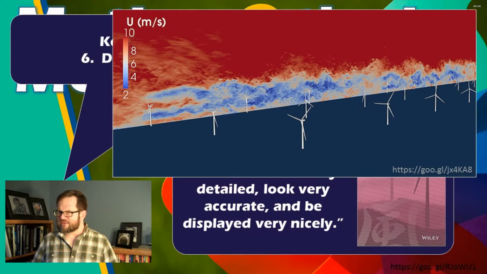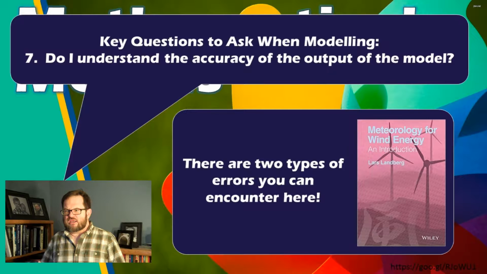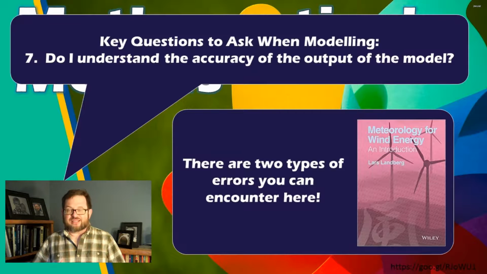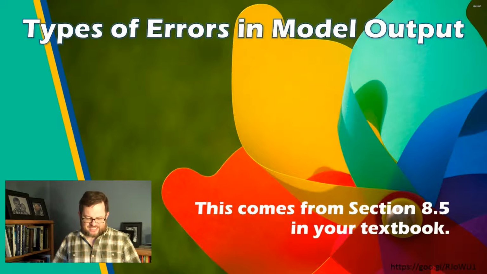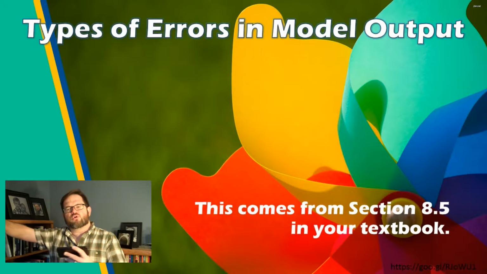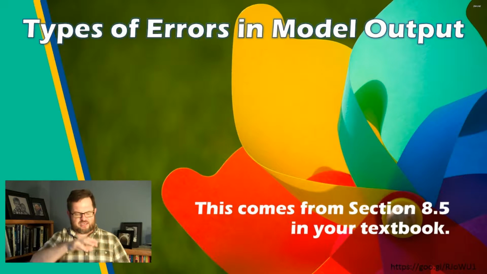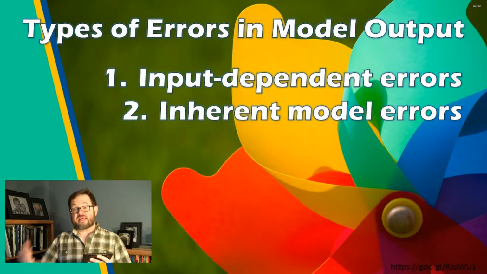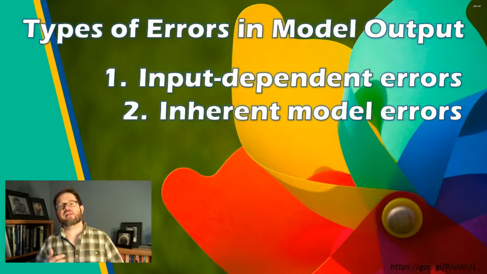While we're on that idea, by the way, our final question is, what do I understand about the output's accuracy? I mean, every model is going to make output, but that doesn't mean it's right. There are two different important ways in which the output of the model can have errors in it. And that's actually an important aside that your book for some reason kicks over to section 8.5. You have to leave this section of the book and move over to section 8.5 and then come back. But basically there are two kinds of errors that can get into your output. One is input-dependent errors, errors based on problems with your input. And there are inherent model errors.